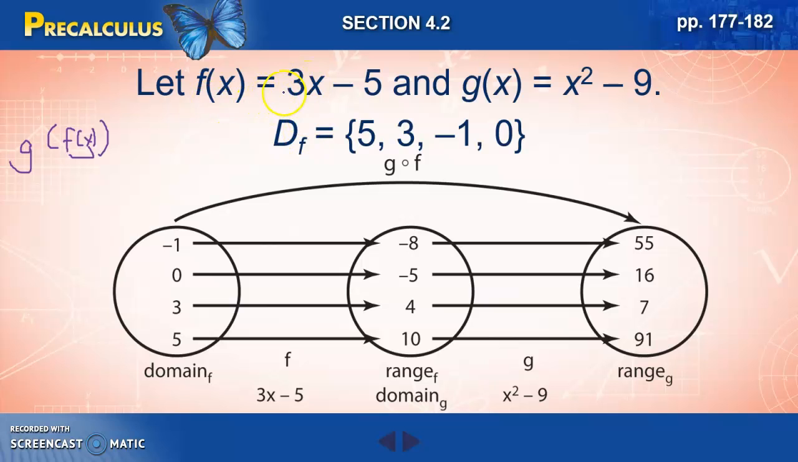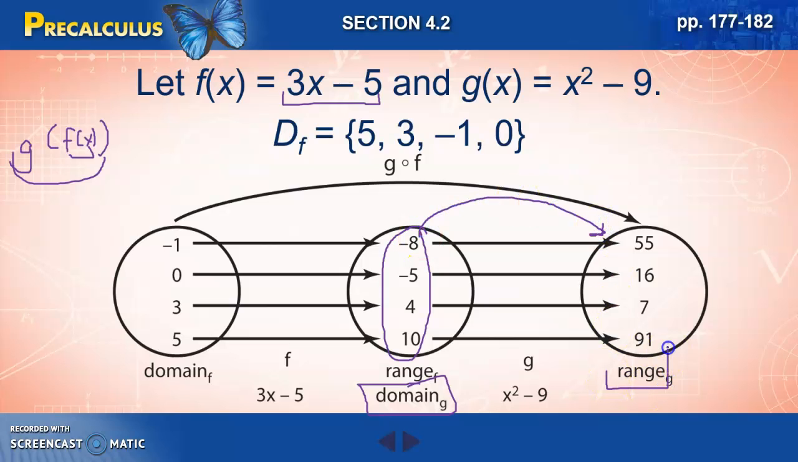So when we evaluate f of x for this domain, 5, 3, negative 1, and 0, what we get is this range. This becomes the domain of g, our outermost piece, and when it gets plugged in, we get this range. So our final answer is written with the original domain and this second range over here. So we did the innermost piece, and then once we did the innermost piece, we did the outermost piece. So we started on the inside and we worked our way out.